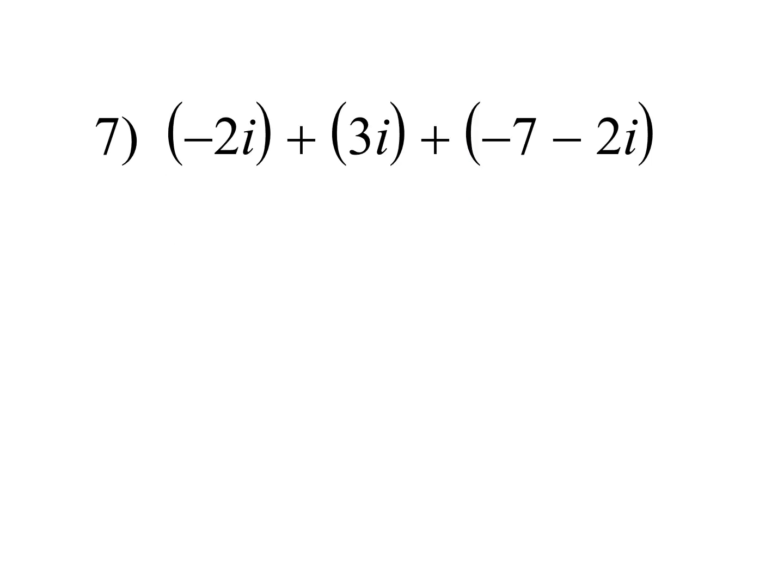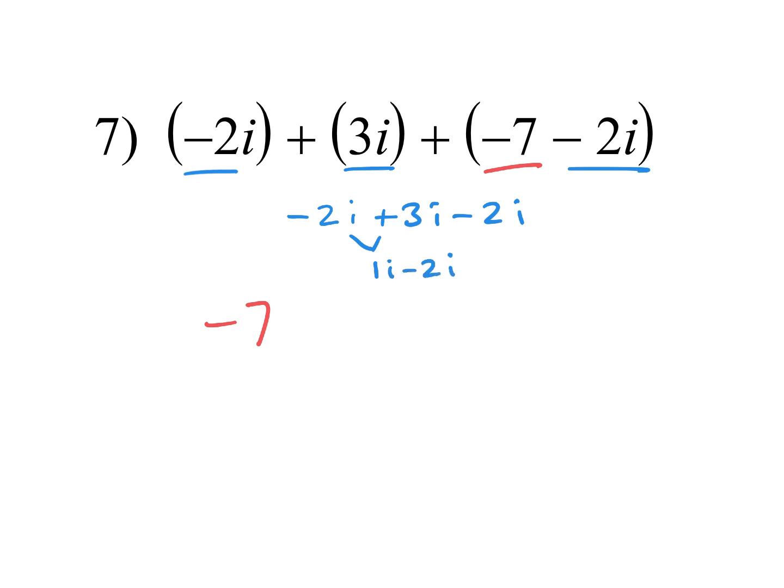If they're just plus signs, I can ignore the parentheses and just combine like terms. So what are my real numbers here? Jordan? Just negative 7. And then what are my imaginary numbers? Negative 2i plus 3i minus 2i. So negative 2i plus 3i is 1i, and 1i minus 2i is negative 1i. But I don't need to put the 1, so it's just negative i.